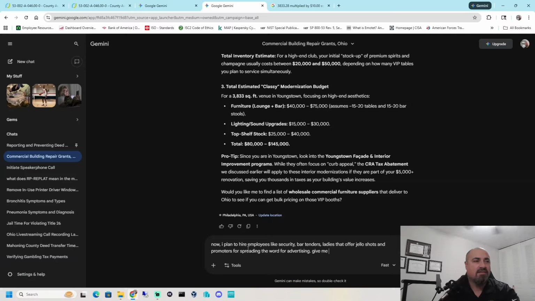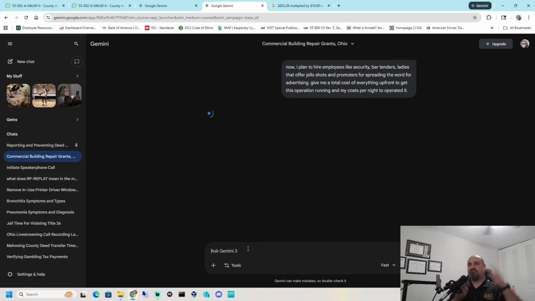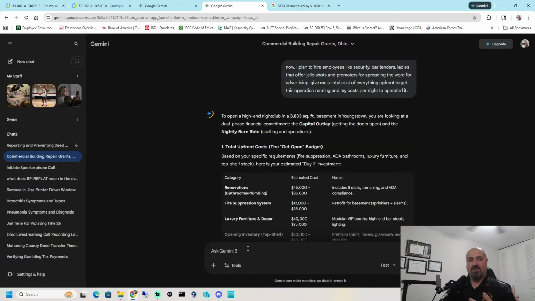Give me a total cost of everything up front to get this operation running, and my costs per night to operate it. Now, this will give us a total number of what he's going to need up front and what he's going to need to operate it. So then we'll know exactly what's going on.